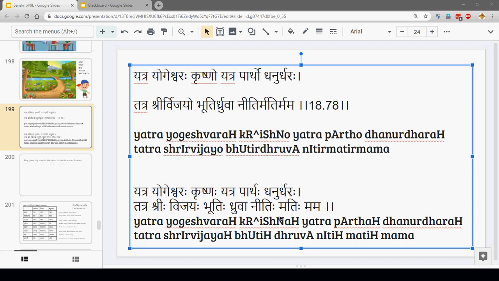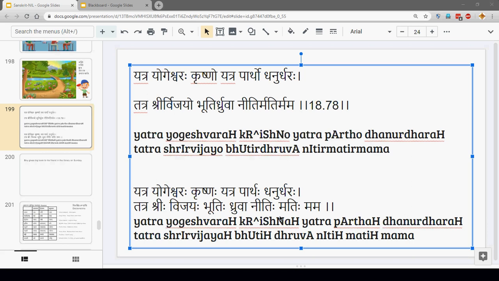And yatra partha dhanurdhara, where the Partha here, on the face of it, is referring to Arjuna. It's the name of the person. Another name for Arjuna is Partha, who is carrying the bow. But philosophically speaking, it applies to Partha. Partha means people who belong to this earth. The person who belongs to this earth is Partha, because this earth is called Prithvi. So the person who belongs to Prithvi is Partha. So this is addressing anybody on this earth.